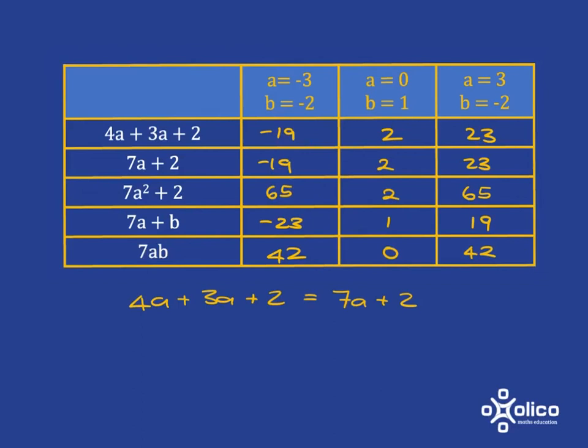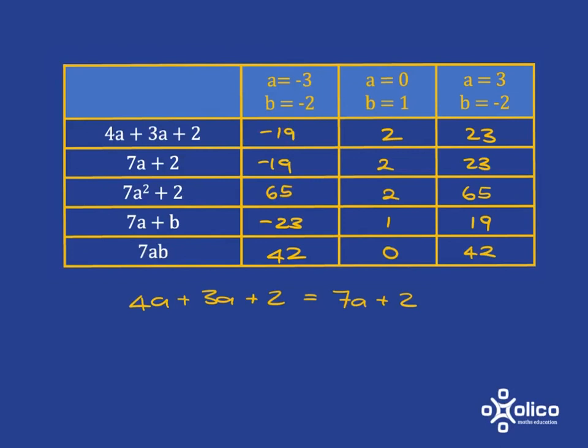Now, sometimes people get a bit confused, and then they see 4a plus 3a, they think the answer should be 7a squared. So someone might think that 7a squared plus 2 is equivalent to 4a plus 3a plus 2. But if you just substitute in some values, you will see that substituting in negative 3, you get a very different answer here to here, and that immediately tells you that these two are not equivalent.